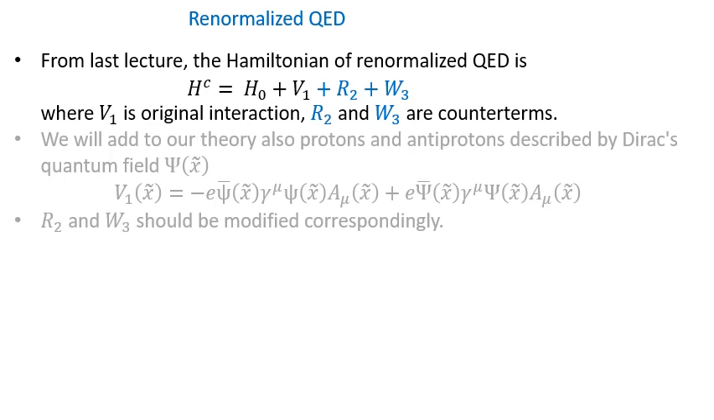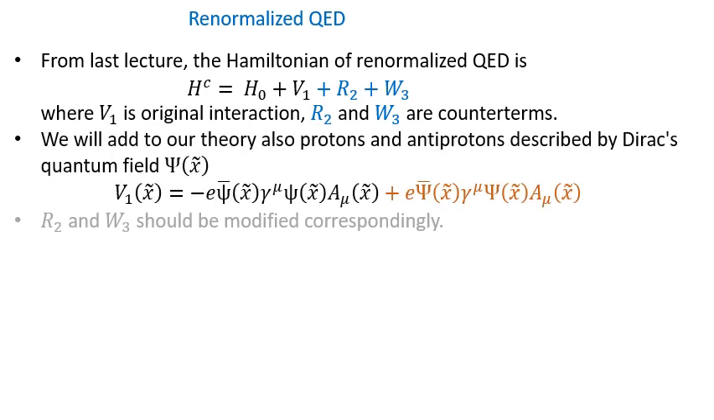Let me remind you that in our last lecture we constructed the Hamiltonian HC of renormalized quantum electrodynamics. This Hamiltonian was composed of the non-interacting part H0, the original QED interaction V1, and two types of counterterms, R2 and W3.